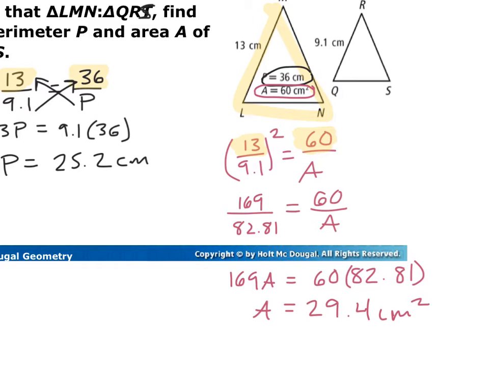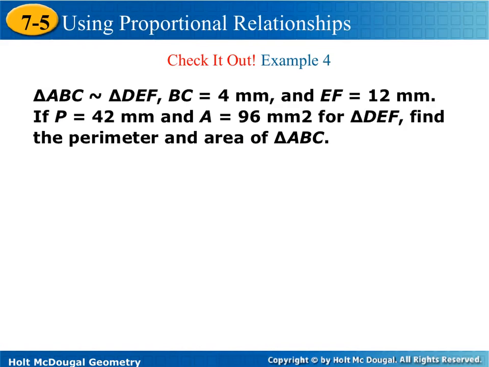All right, this example is asking us to do the same thing. So we have triangle ABC is similar to triangle DEF. BC is 4 millimeters, EF is 12 millimeters. The perimeter is equal to 42 and the area is equal to 96 millimeters squared for triangle DEF. Find the perimeter and area of triangle ABC. So we're going to do the same thing. We're going to find the perimeter, and then we're going to find the area.